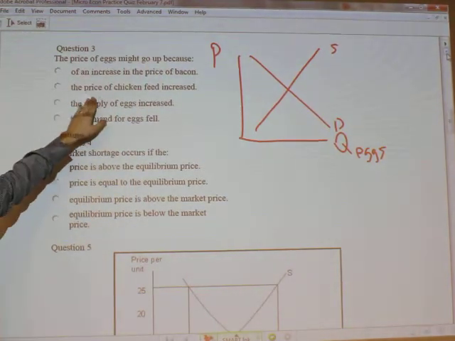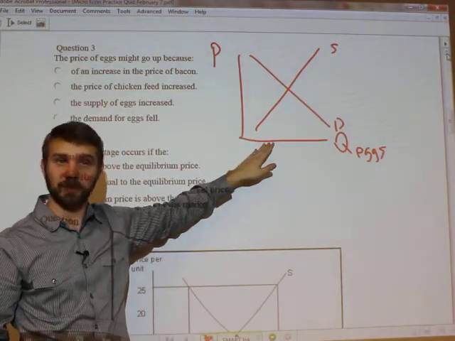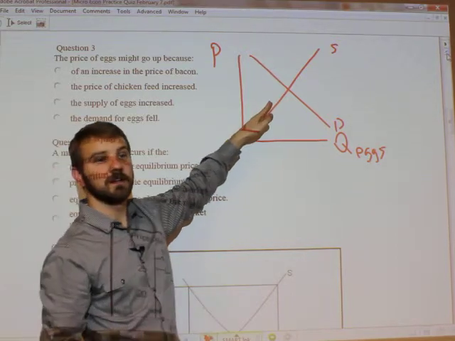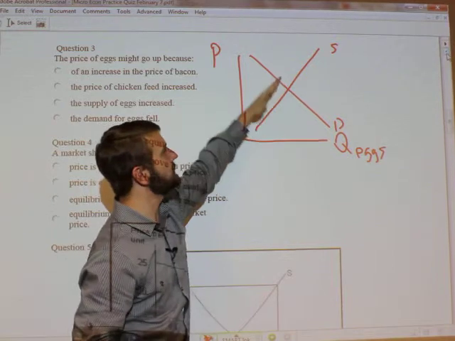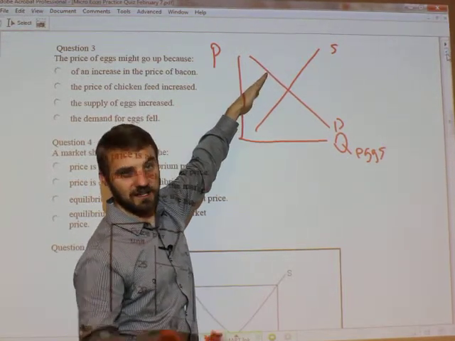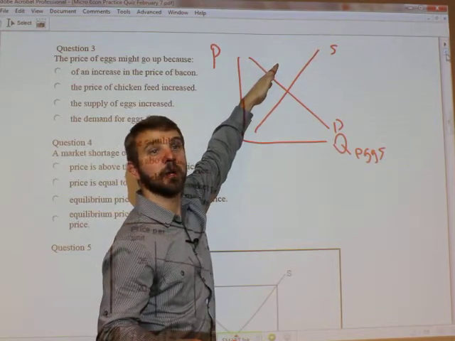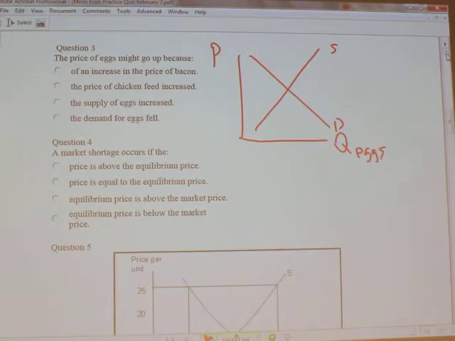What about the price of chicken feed? Would that affect demand or supply? Supply. And would it cause supply to increase or decrease? If the price of chicken feed increases, good. Supply will decrease. It makes producing eggs more difficult, right? And then the price goes up. That looks like it might be the right answer. So this is the right answer.